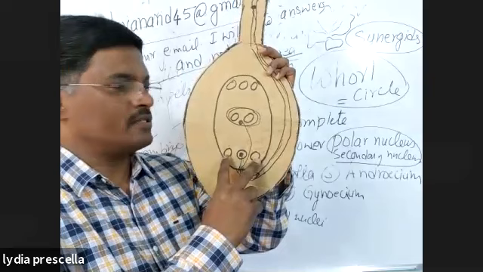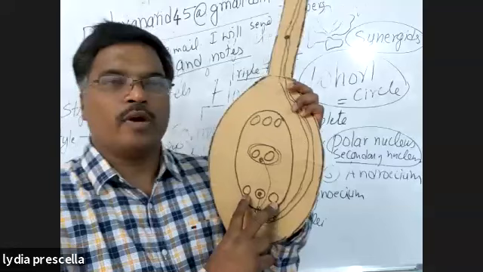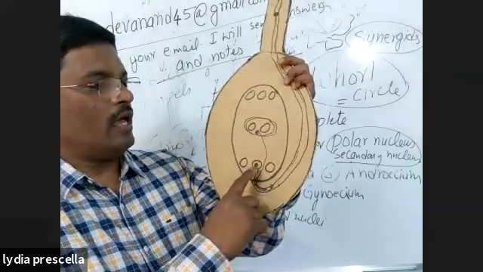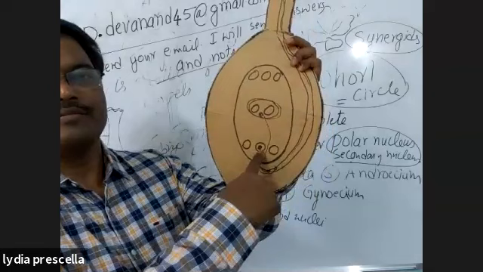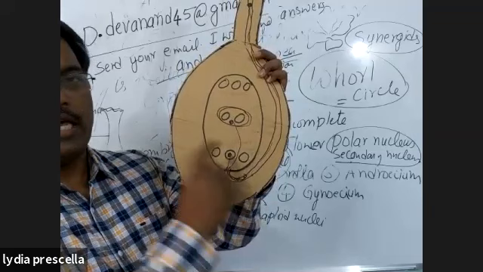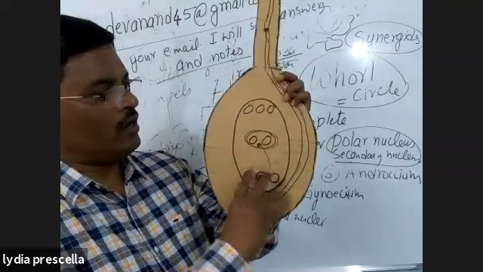S-Y-N-E-R-G-I-D-S. Synergids. And this middle cell is called the egg cell. 2 synergids and 1 egg cell. 3 finished, 3 finished, now 2 are here.